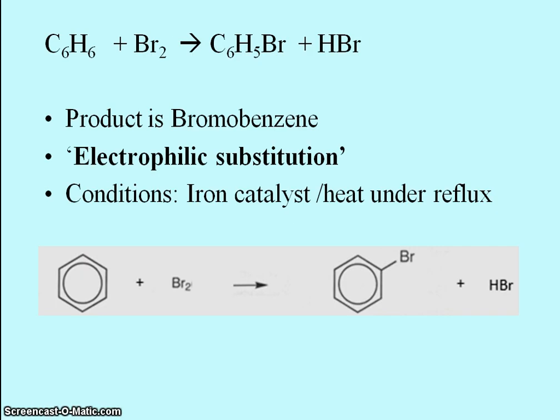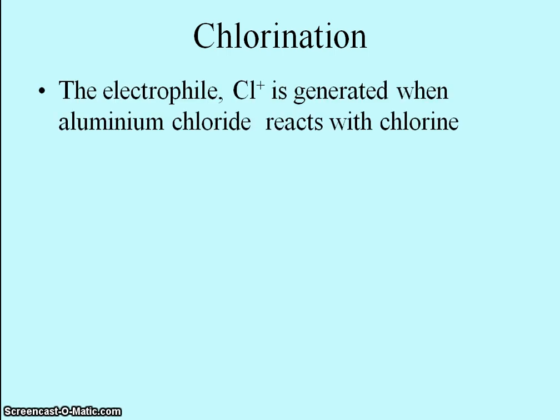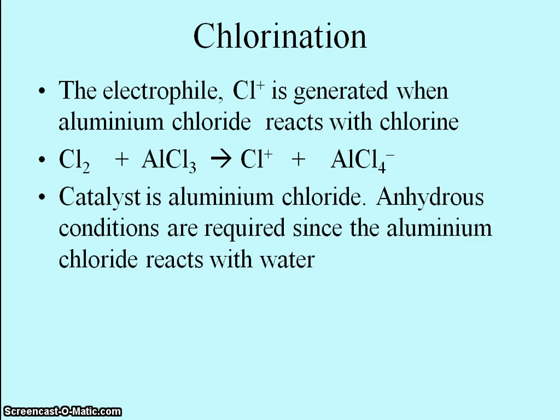So here's the overall equation for bromination. You can see the product is bromobenzene and the other product hydrogen bromide. Chlorination is very similar. One difference is the catalyst. We've got aluminium chloride, which supports the production of the chlorine electrophile, Cl+. Aluminium chloride does react with water, so anhydrous conditions are required. And the product is chlorobenzene. Hydrogen chloride as the co-product.